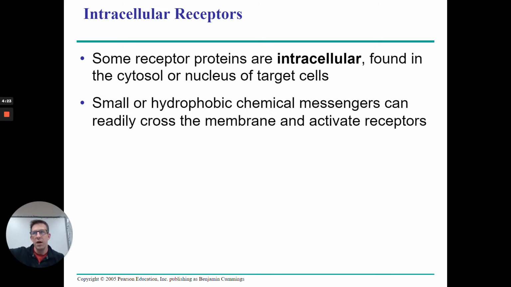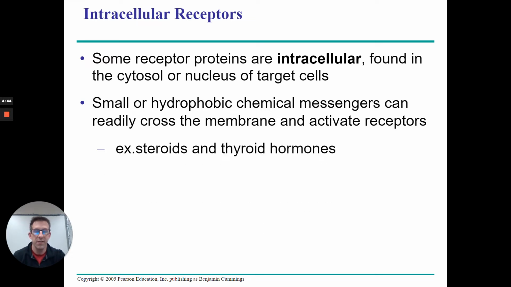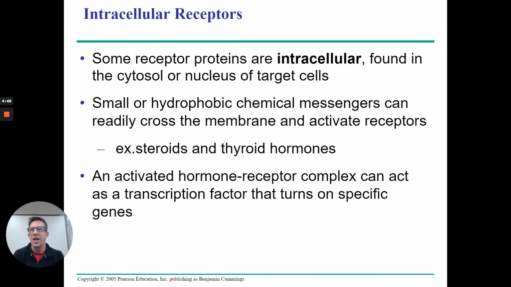Okay? Now, the reason we have these intracellular receptors, where most of the other receptors are on the surface of the cell, is because some of the chemical messages that our cells respond to can be hydrophobic or very, very small chemical messages. Okay? And what have we talked about in terms of very small or hydrophobic chemical messengers? They can pass right through the cell membrane. They don't need to interact with anything that happens to be on the surface. And the reason that they can pass right through is because they're hydrophobic or very, very small.